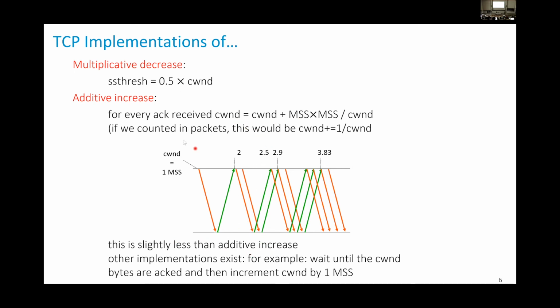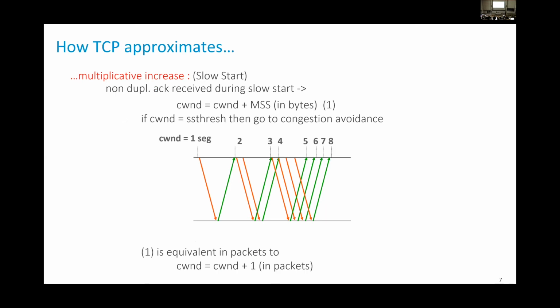That's one implementation. That's the classical implementation of TCP New Reno. There are other implementations that more strictly increase the congestion window by 1 MSS per round trip, but we won't dive into those subtleties.